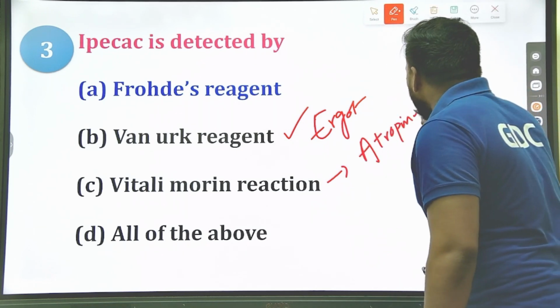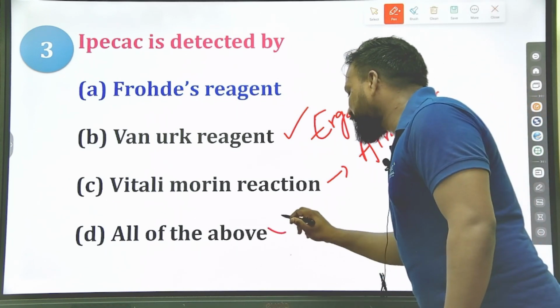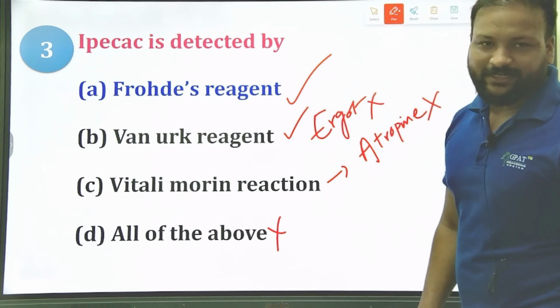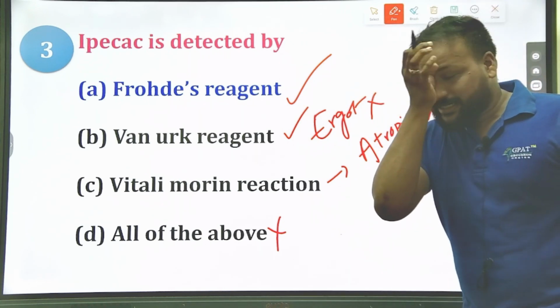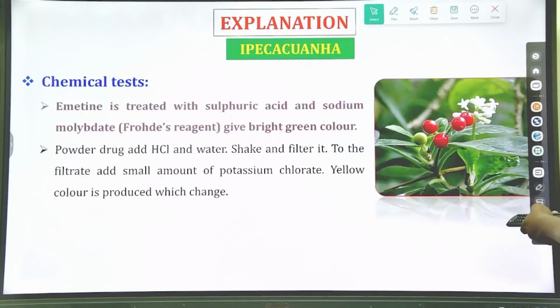Okay, so you can eliminate these two options because they are specific to ergot and atropine, and you can also eliminate this method. So definitely the right answer is Froehde's reagent. Clear? So you need to apply a little IQ so that you get the right answer.